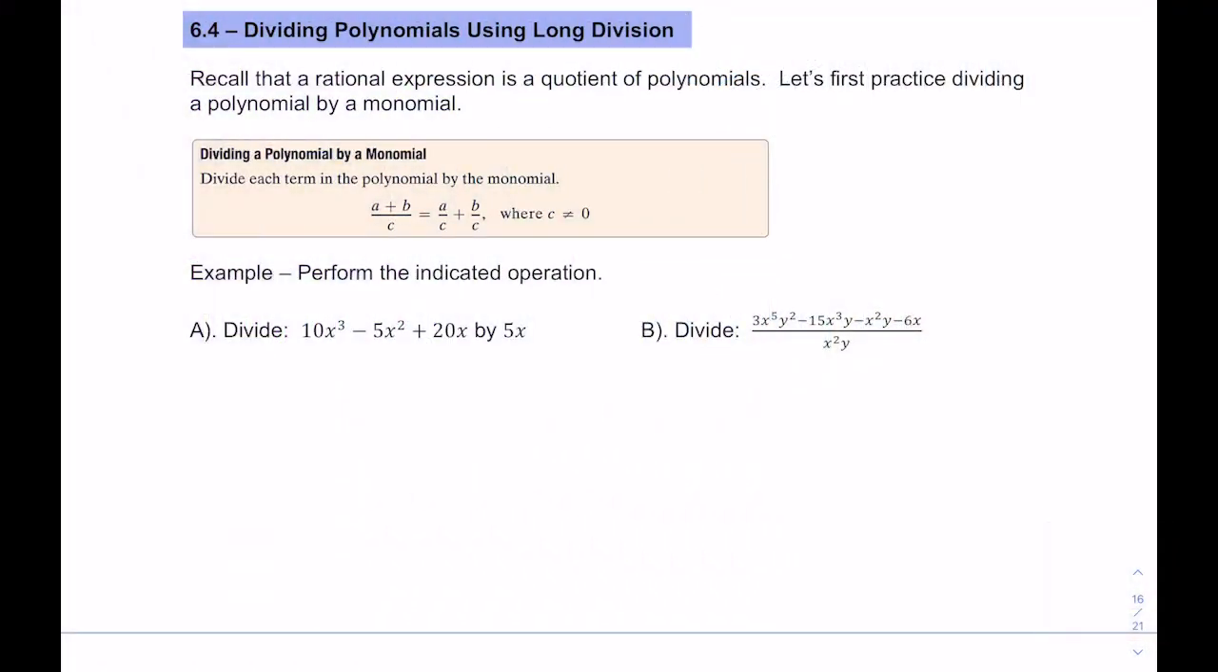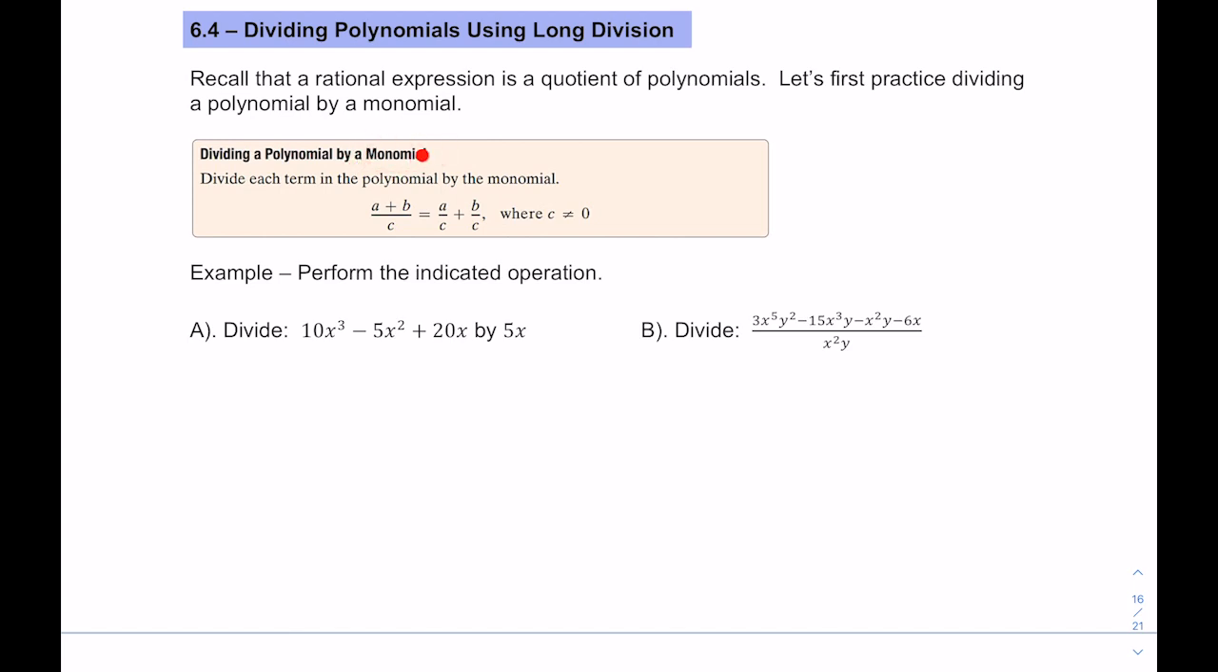Hi everyone, in this video we're going to look at how to divide polynomials using long division and another technique. So recall that rational expressions are just quotients of polynomials. So it's a polynomial divided by another polynomial. Let's see what happens when we divide a polynomial by a monomial.